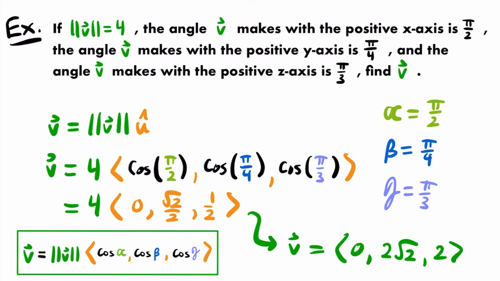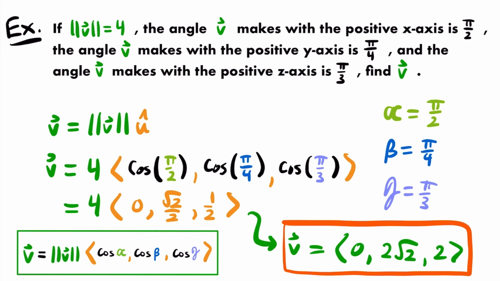So this right here is vector v, such that its magnitude is 4. The angle it makes with the positive x-axis is pi divided by 2. That's alpha. The angle it makes with the positive y-axis is pi divided by 4, that's beta, and the angle it makes with the positive z-axis is pi divided by 3, and that is gamma. Vector v is the position vector of the point 0, 2 square roots of 2, 2.